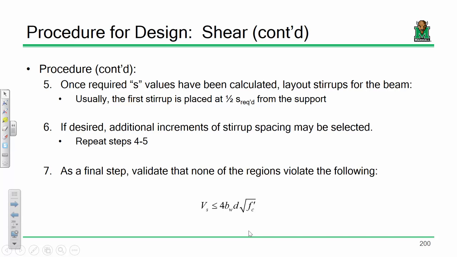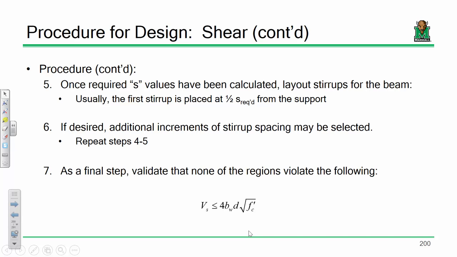Let's see, a couple things. When we start laying out stirrups, it's quite typical to put your first stirrup at half your stirrup spacing. So let's say you do the math and you find that you need stirrups spaced at 6 inches. Usually you'll put one stirrup at, let's say, 3 inches, and then start spacing that out across the span. That's just an industry standard and something that we'll employ in this class to make our lives a little easier for spacing purposes.